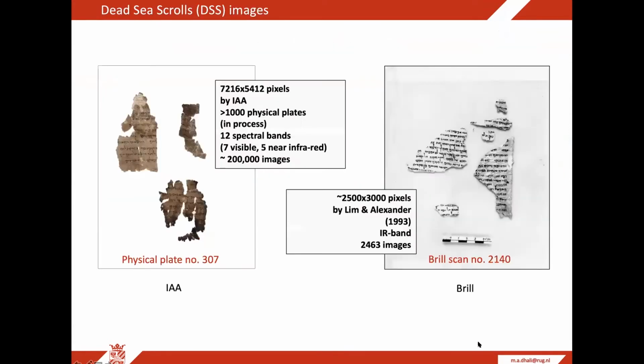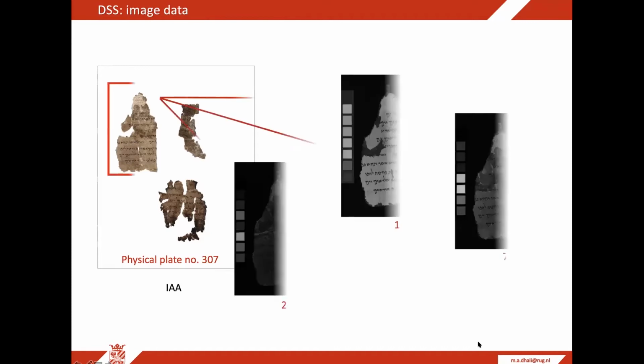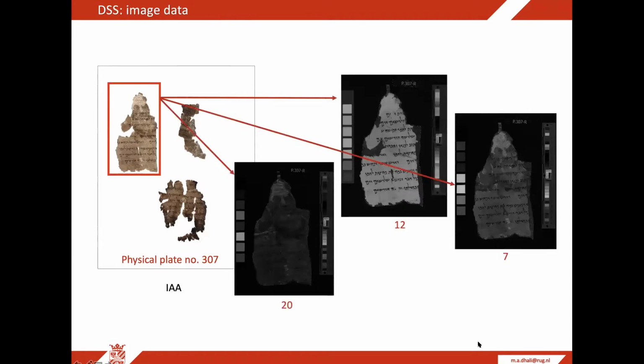Now, to work with, we work with digital images. So we have two sources of digital images, one from the IAA and another from the Brill collection. Now, the IAA images, we also get them in multispectral bands. So for each of the fragment images, you have different spectral bands, and these bands are important, as will come later in my presentation: some bands are good in ink and background separation, some are good in really seeing the ink, some are really seeing only the background.